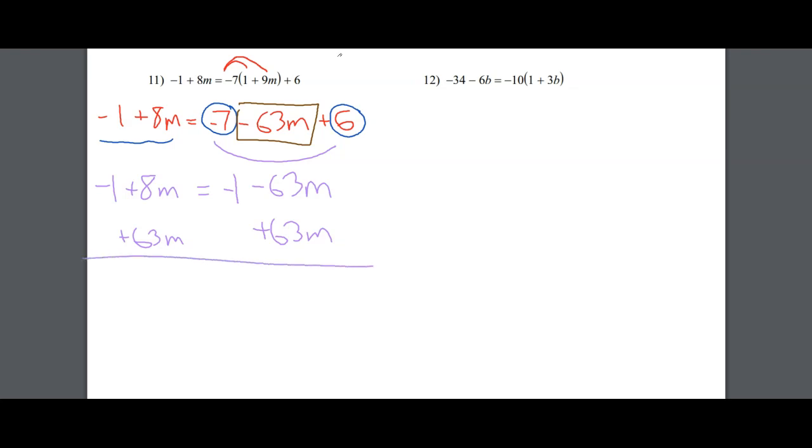That is going to give me, these simplify, so I'm left with -1 on the right-hand side. Then I get -1 plus 71m on the left-hand side.